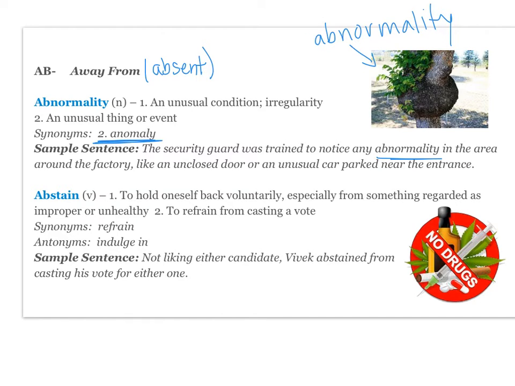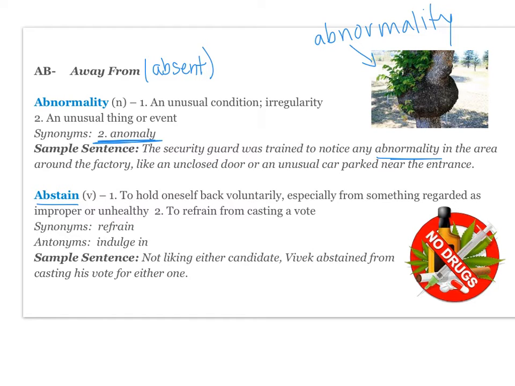Your next word is abstain. It's a verb. It means to hold oneself back voluntarily, especially from something regarded as improper or unhealthy. It can also mean to refrain from casting a vote, so not voting. Your synonym is refrain, and your antonym is indulge in.